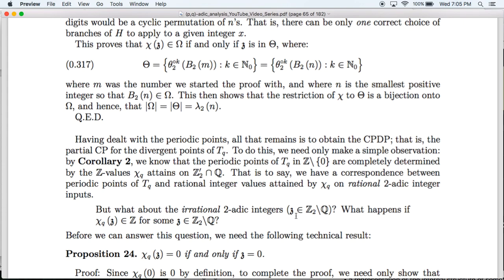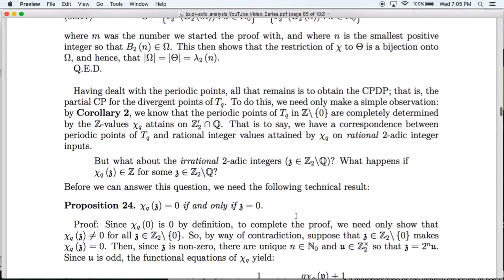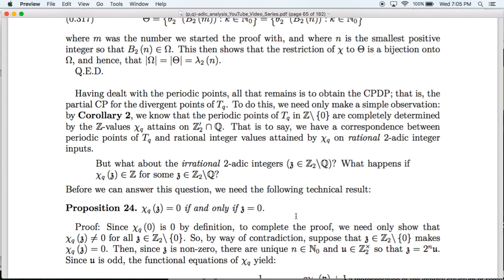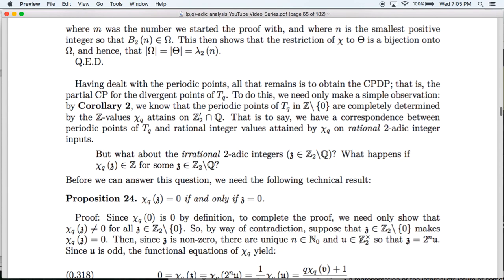Before we answer this question, we need a technical result. This is: chi-q of z equals 0 if and only if z equals 0. Since chi-q of 0 is 0 by definition, to complete the proof, we only need to show that chi-q is non-zero for all non-zero inputs. So by way of contradiction, suppose we have some non-zero 2-adic integer z which makes chi-q 0. Since z is non-zero, we can write it as 2^n times u, where u is some multiplicatively invertible 2-adic integer, in particular an odd 2-adic integer, and n is some non-negative integer.